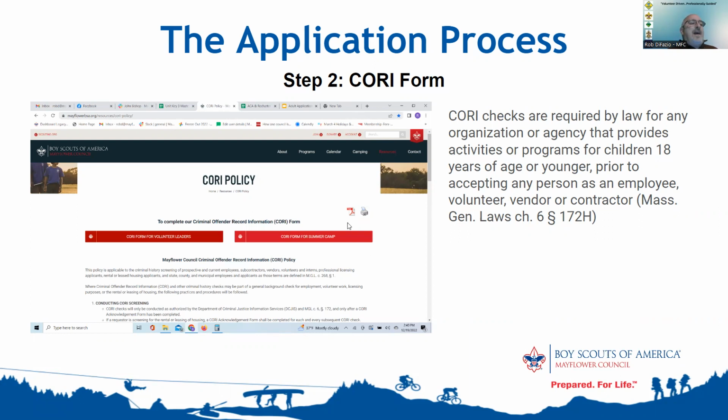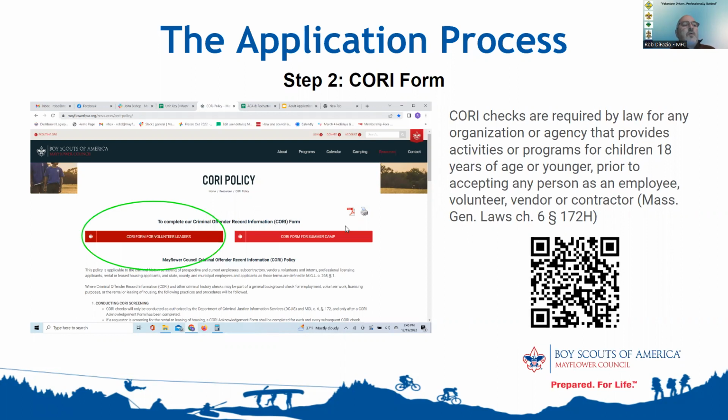This can be found at mayflowerbsa.org/membership, or just scan that QR code. When you get to that page, you're going to press the link on the left-hand side that says CORI Form for Adult Leaders. You're going to fill it out, submit it, and that's it. You're going to be all set there.